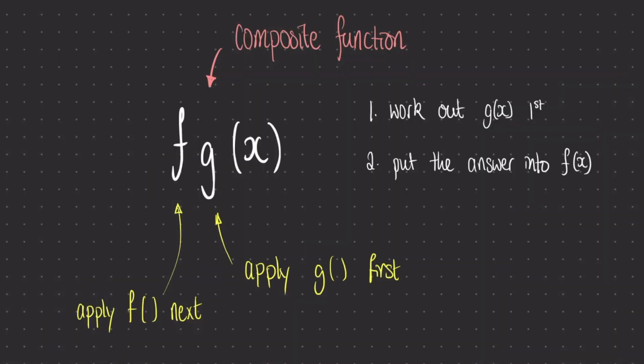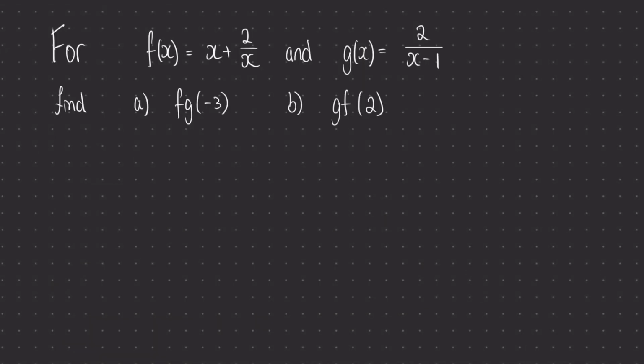So to summarize then, this is a composite function where we have one function applied after another. The first step is to apply g of x. The second step is to take our answer and put that into f of x, or in other words, we're applying the function f next. Let's look at this example together.